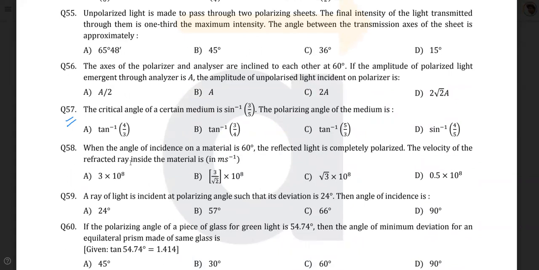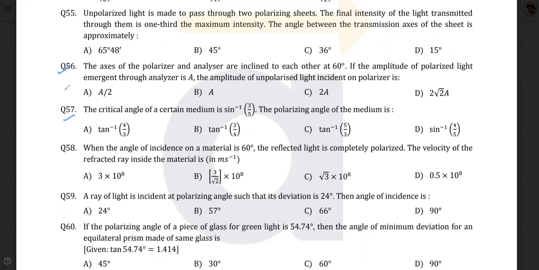56. Same? Yes or no? Tell me, is 56 the same? If the intensity ratio can be found, can we find the ratio of amplitude? Yes or no? Yes sir. Right? If you can find the ratio of intensity, we can find the ratio of amplitude. Yes sir, square. Done. So this will be it. Tell me 57.